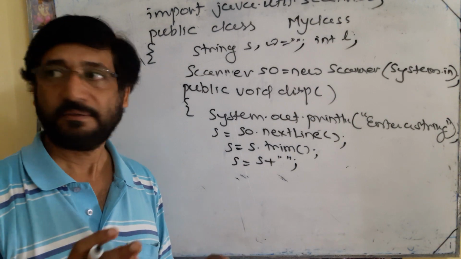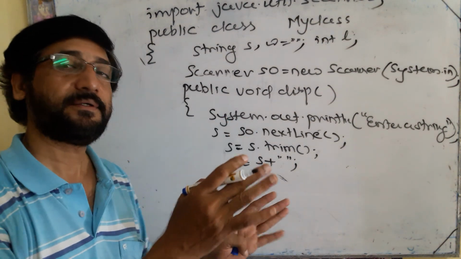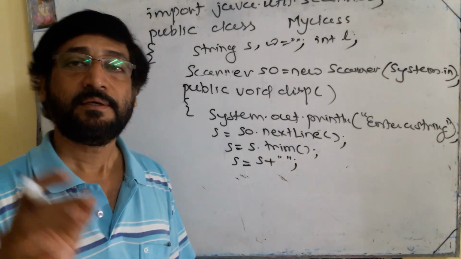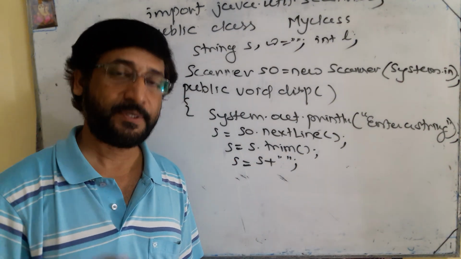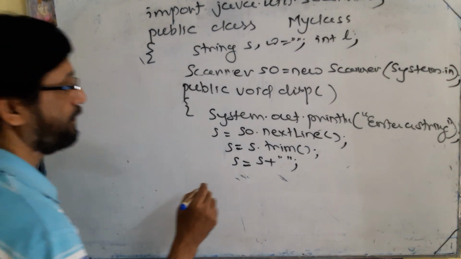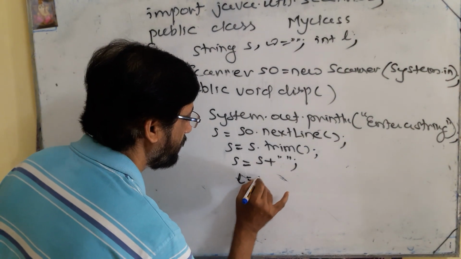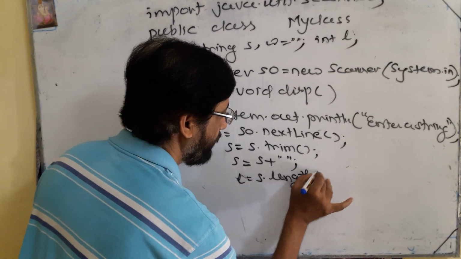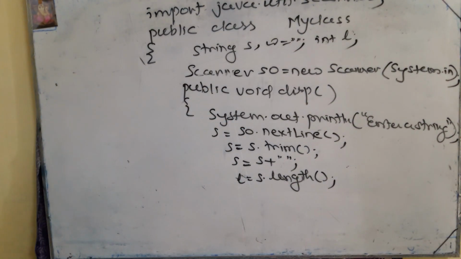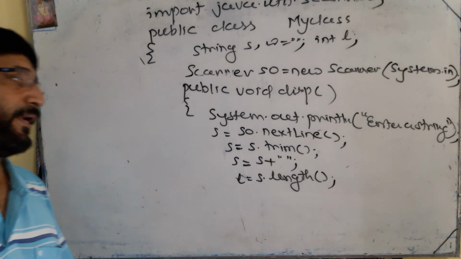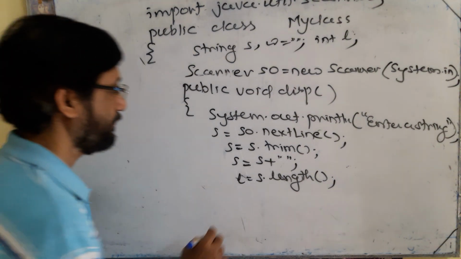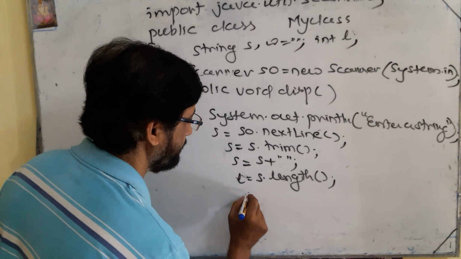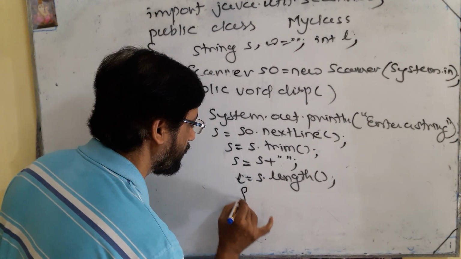Okay, so that you can get the words one after another, and the last word also. Now you can find the length: L is equal to s dot length. After finding the length, you have to select one character after another character, using the for loop.